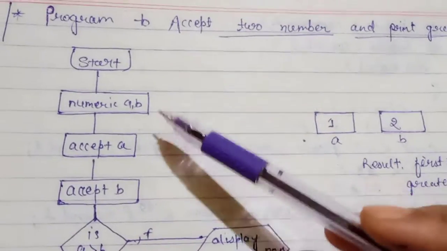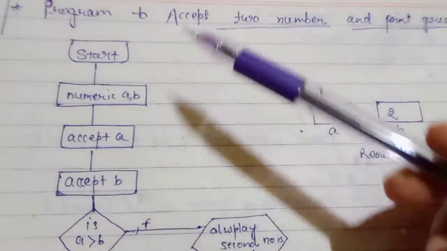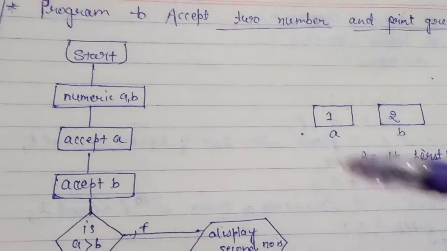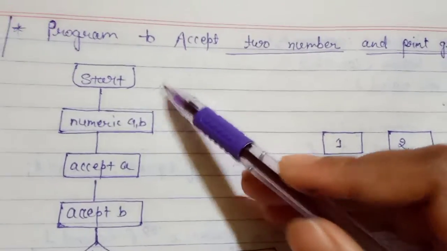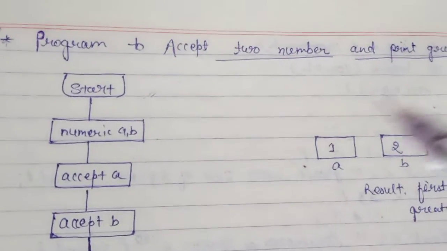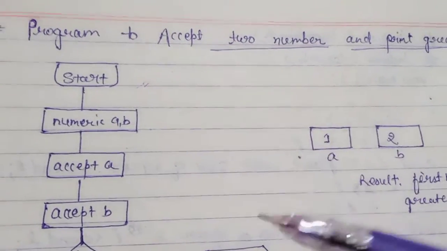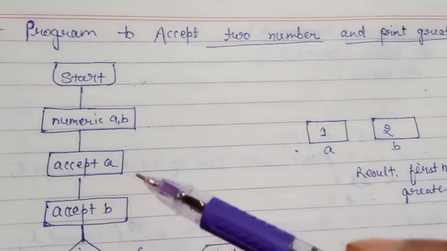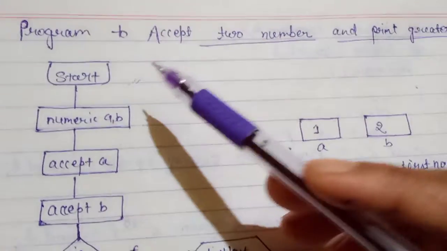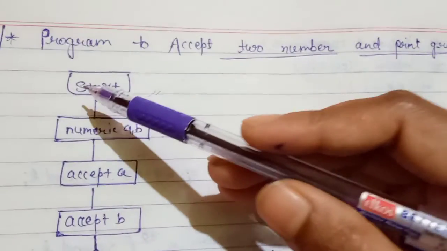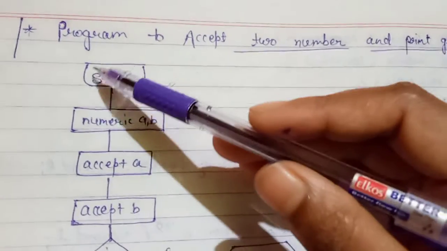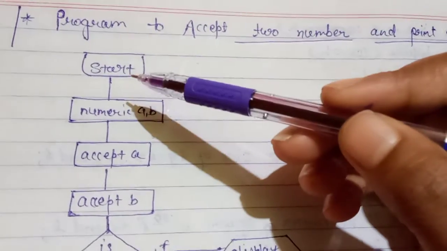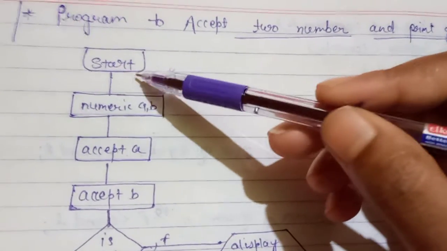To make this program, I am trying to make it as a flow chart, how you can show it on the computer or in the flow chart in your notebook. If you write the program in C++ or simple C, you can write the same program in C and C++. The first thing is start. For start we make a rectangular box and we simply write start.